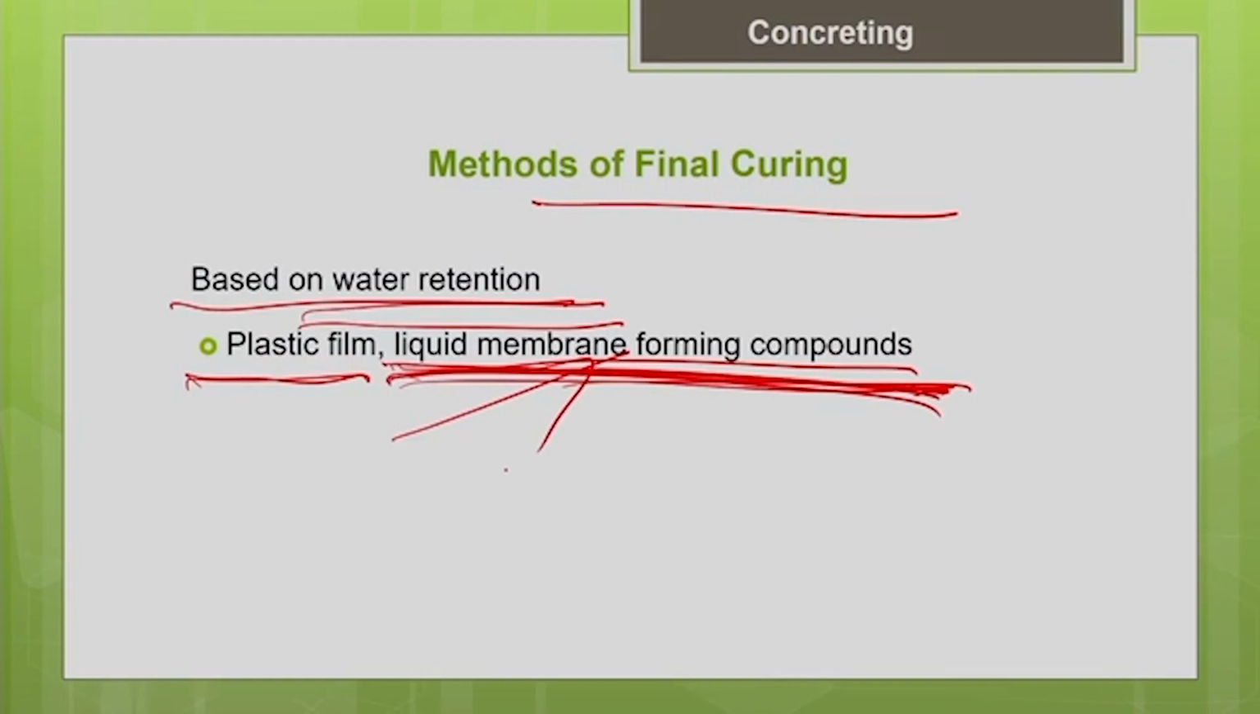But one thing you have to be careful about is that we should spray these membrane curing compounds only when the concrete is completely dried. There should not be any bleed water on the surface. If there is any bleed water on the surface, that will affect the efficiency of these compounds.